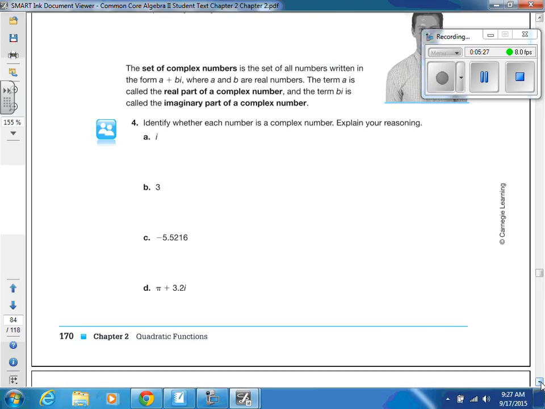Alright, so we have real numbers and we have imaginary numbers. Well, the set of complex numbers is a real number and imaginary number put together. You're adding them together or you're subtracting them. The real part is the A, the imaginary part is the B. Okay?